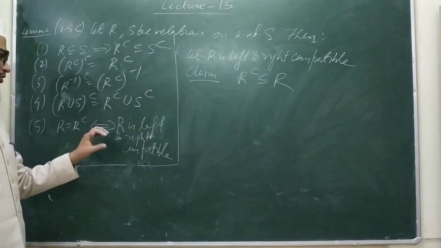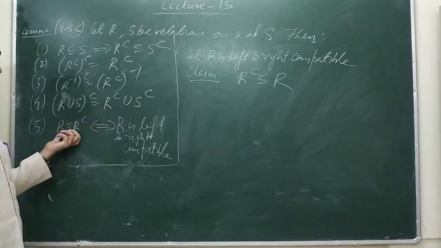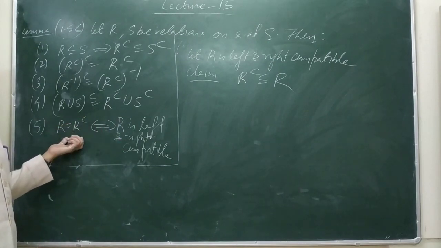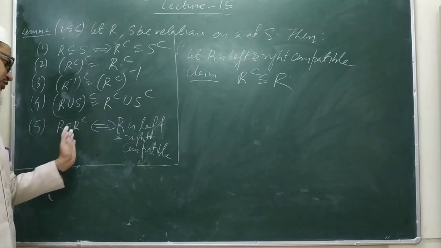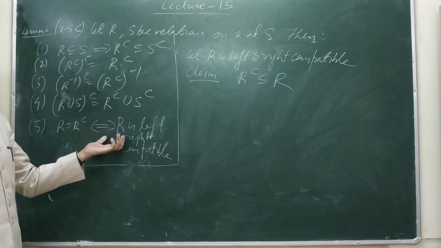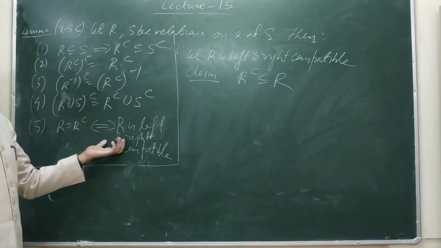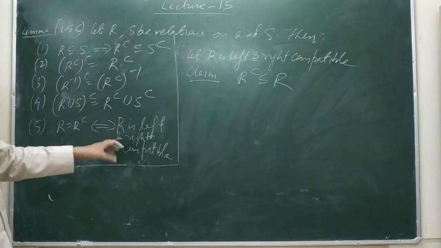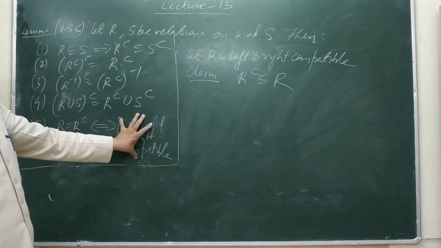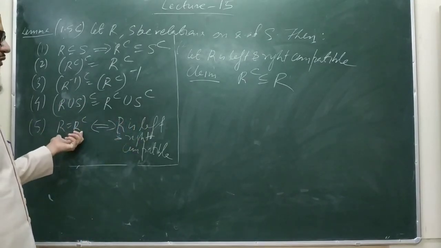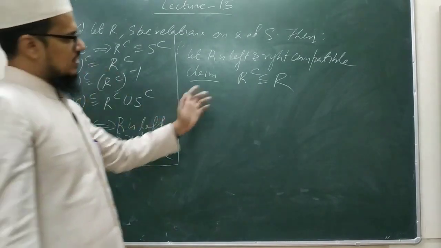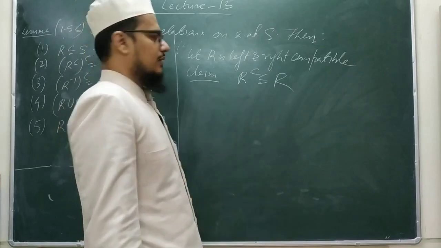One part is trivial because if R is equal to RC, then as we know that RC is left and right compatible, and as R is equal to RC, R also becomes left and right compatible. So we have already proved that. All of you can do it by yourself. Now when we prove the converse part, that is when R is left and right compatible, we have to prove R and RC are equal. Of course, R is contained in RC, we have already seen. So we have to prove just only RC is contained in R, correct?